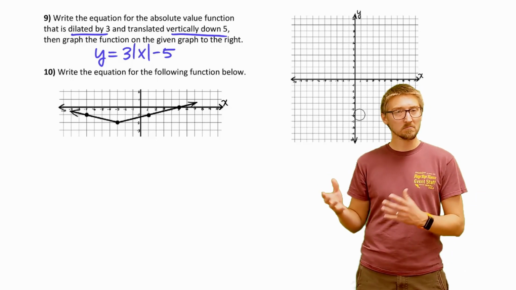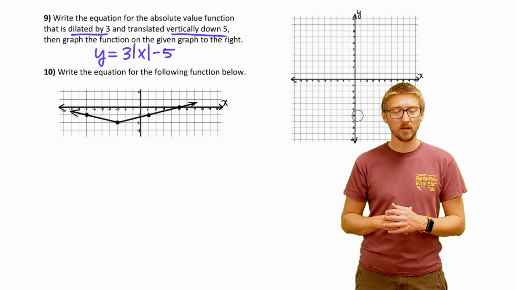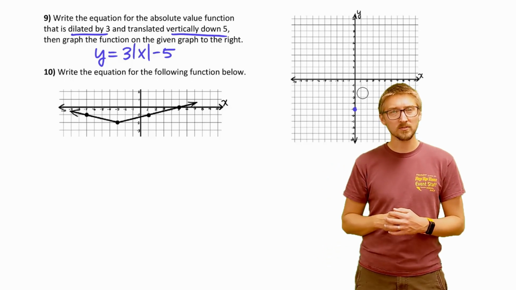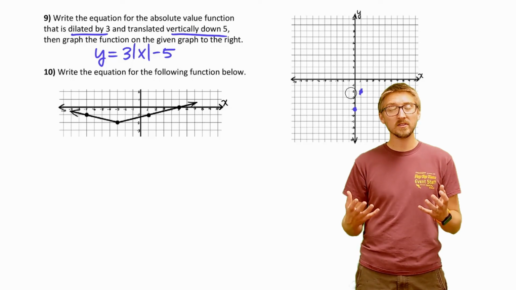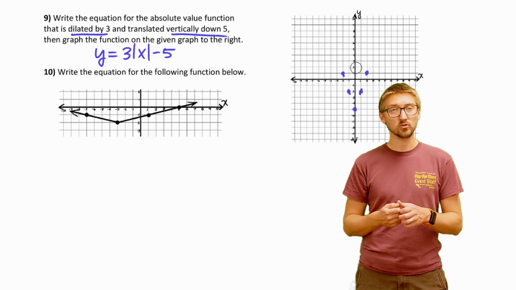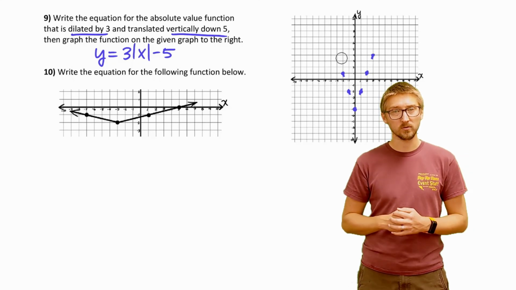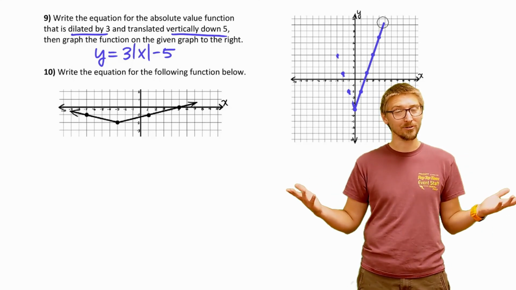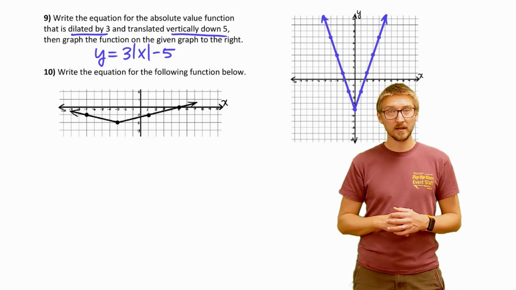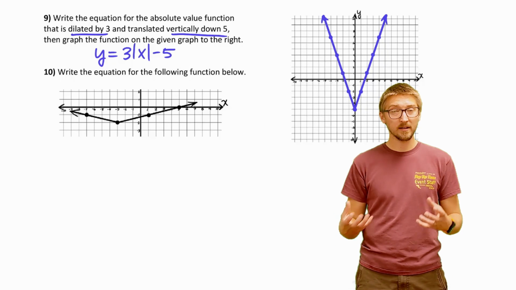Taking that and graphing it should be pretty simple because we have a lot of experience with that now. So I'm going to go down 5, that's where the vertex is, and then the slope of this V is up 3 over 1, up 3 over 1, up 3 over 1. It's been tripled or stretched out in the vertical direction. Do that on both sides, and you're done. Pretty quick. The very last problem, problem number 10, asks us to look at this graph and write an equation.